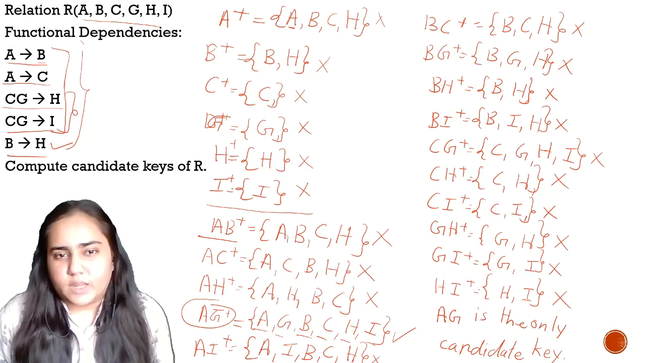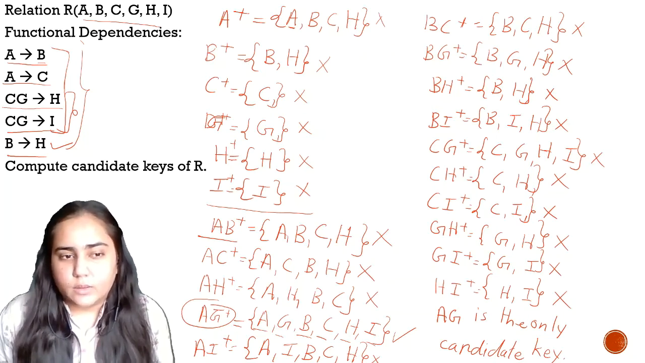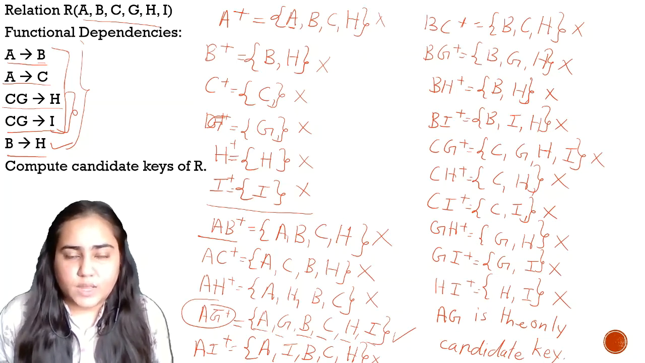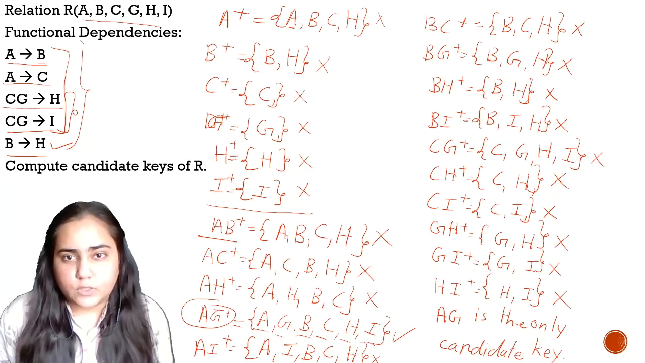Now you might wonder that I did combinations of 2, but what about combinations of 3? We wouldn't be doing that because a candidate key essentially is a minimal super key, which means there are no extra attributes in it. If I combine any attribute with A and G, it will definitely form a key. But will it be a candidate key? It won't be, because those will be extra attributes when I can already form a key using A and G. So we wouldn't be looking further.